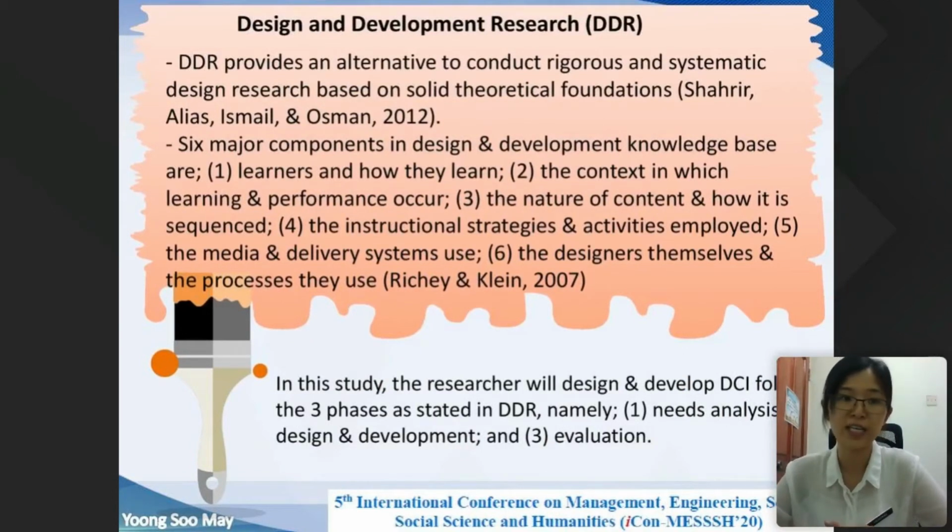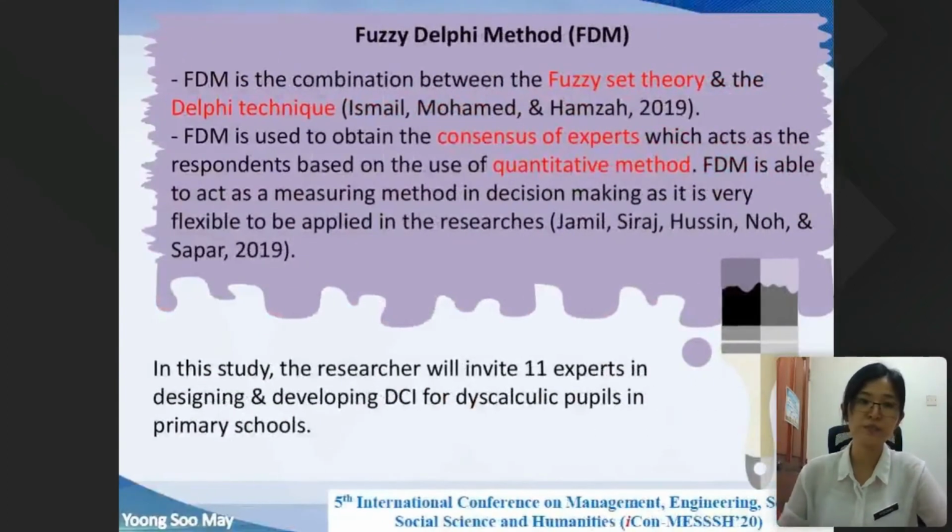According to Shahriar, Ismail and Osman in 2012, DDR provides an alternative to conduct rigorous and systematic design research based on a solid theoretical foundation. In this study, the researcher will design and develop a Dyscalculia checklist instrument following the 3 phases stated in DDR, namely Phase 1 needs analysis, Phase 2 design and development, and Phase 3 evaluation.